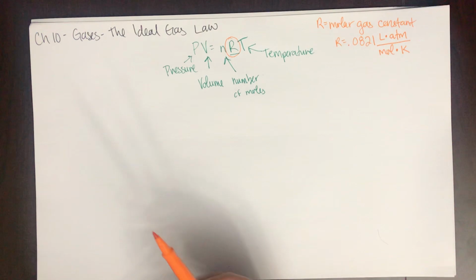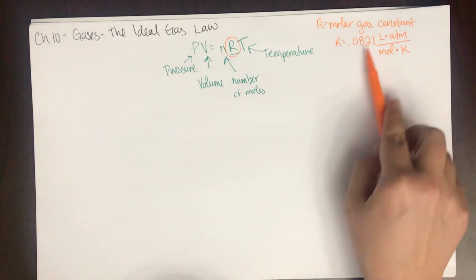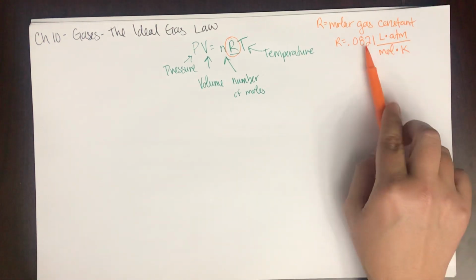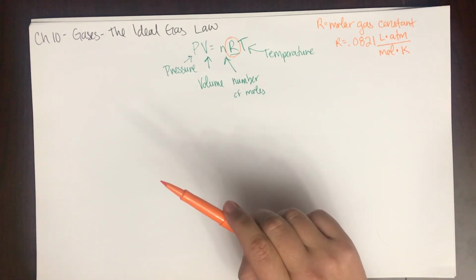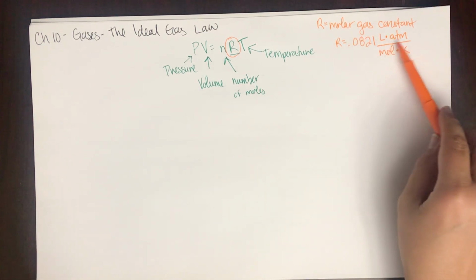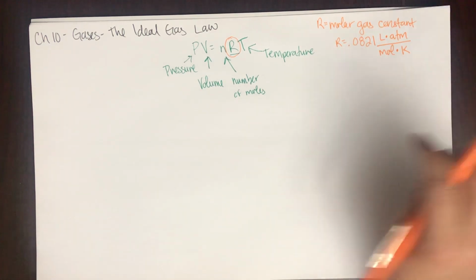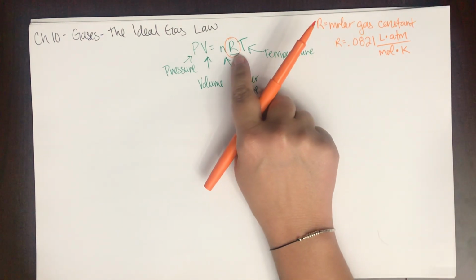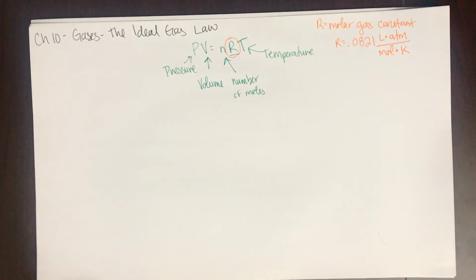You might see this R, this number, extended out a little bit. Sometimes you see it as 0.0821 or 0.082059. It's extended into more digits sometimes. This is going to be as extended as you need to use. The molar gas constant, just 0.0821 liter atmospheres per mole Kelvin. So when we're using the ideal gas law, we're using this molar gas constant.